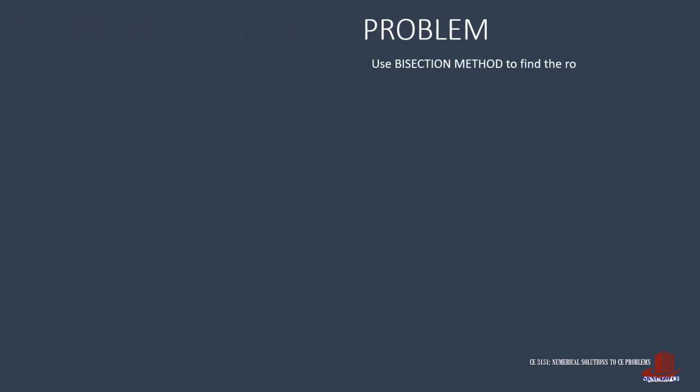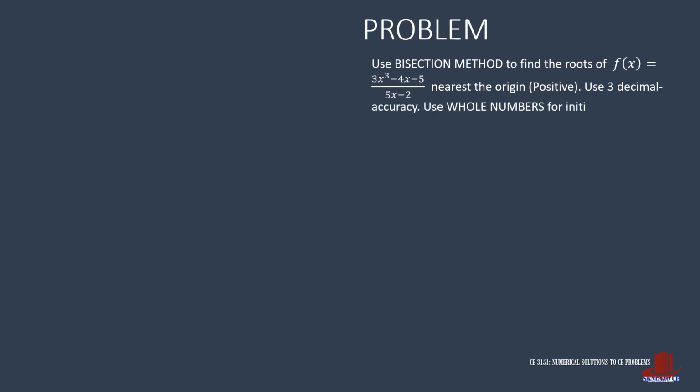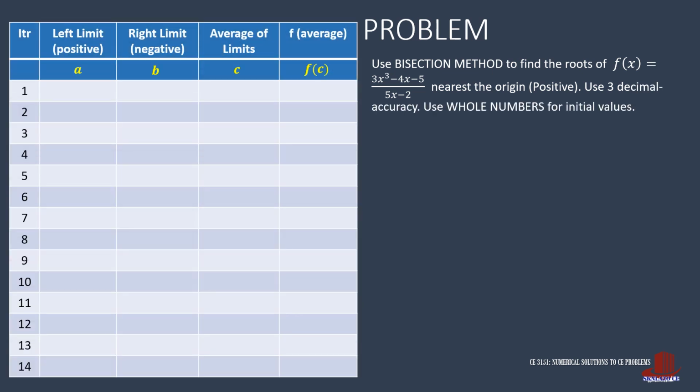Let's move on with the iteration using a table. Plug in the values we just solved earlier. A is 0 and B is 1. Their average is solved as 0.5, where the projected f of c is negative 13.25. This completes the first iteration. Continue to the next by checking the sign of f of c, which is negative. Thus, c replaces the right limit as it is the negative limit.